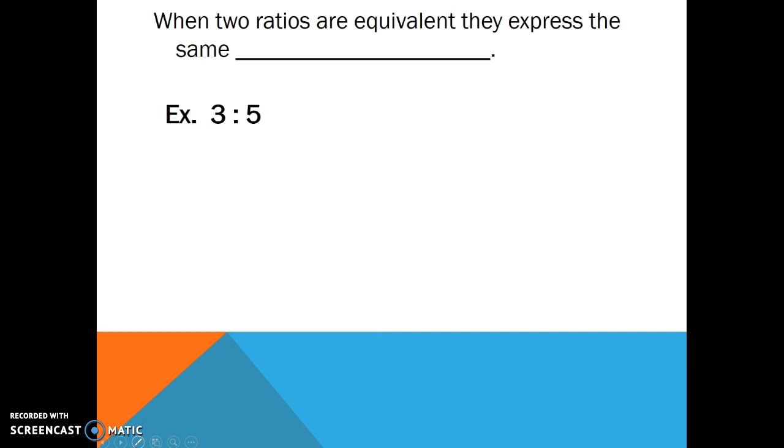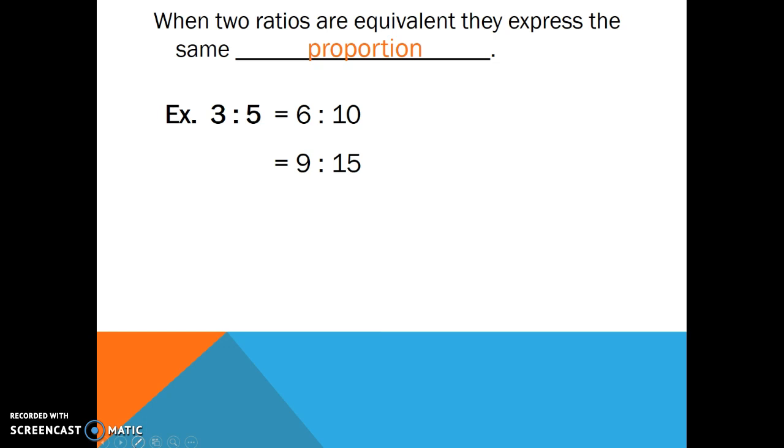Okay, so when two ratios are equivalent or the same, they express the same proportion. You should fill that in on your notes. Here are some examples. 3 to 5. If we multiply 3 times 2 and 5 times 2, we would get 6 to 10. Those two ratios are equivalent, and they express the same proportion, which is 3 to 5. If we multiply that original ratio by 3, we get 9 to 15.